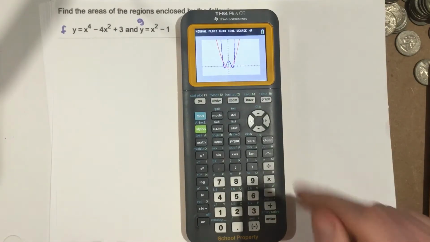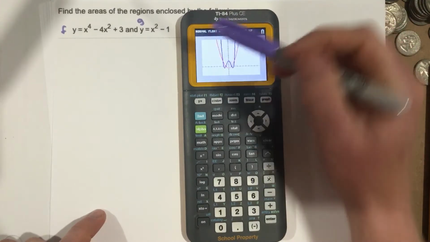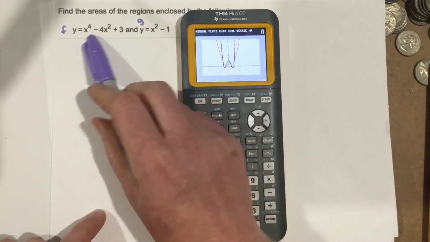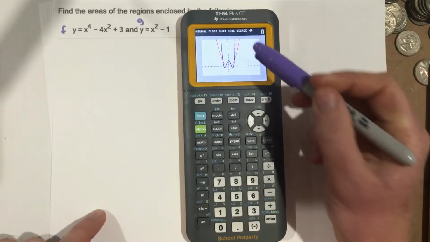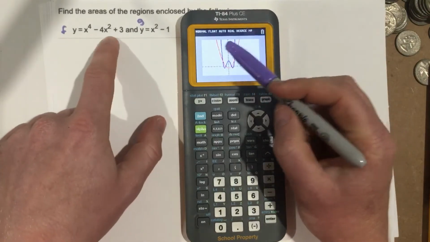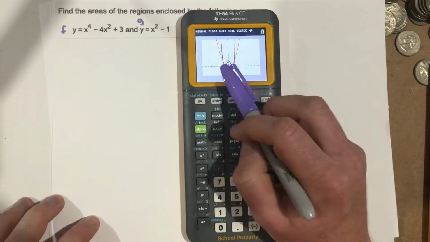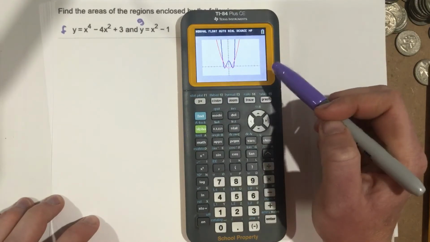Now, I think it's important that we at least look at the graph of the two functions real quick. If you look at the graph here, the red function is our x squared minus 1 function, so y equals x squared minus 1. The blue function is the fourth power function. The fourth power function makes a W, and you can see that it crosses the red function 1, 2, 3, 4 times, 4 different times.